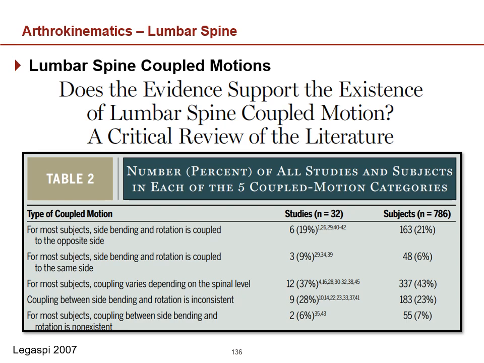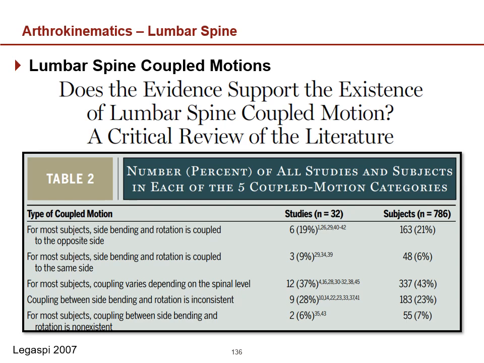And then coupling between the side bending and rotation is inconsistent, so essentially equivocal. And then for most subjects, coupling between side bending and rotation is non-existent. So what you can draw from this, and we'll go in the reverse order, is that between 6 and 7% of studies and subjects will have non-existent coupled motions. So there's over a 90% chance that coupled motions exist. It's just a matter of the variability of how they're occurring, whether they're type 1 or type 2.